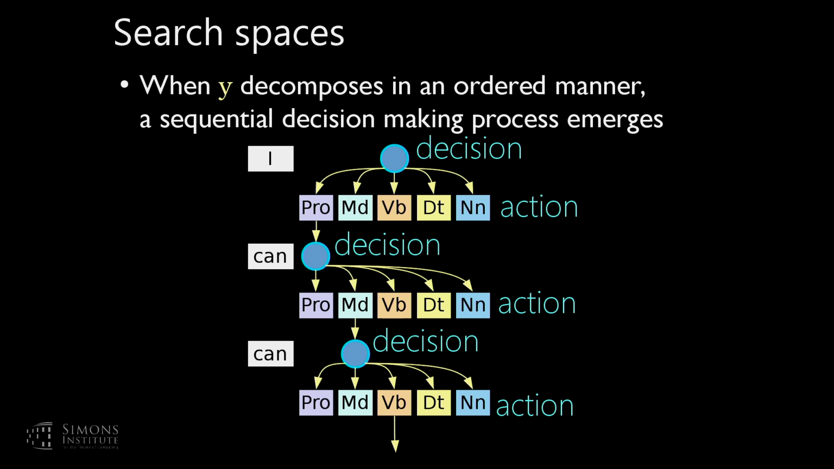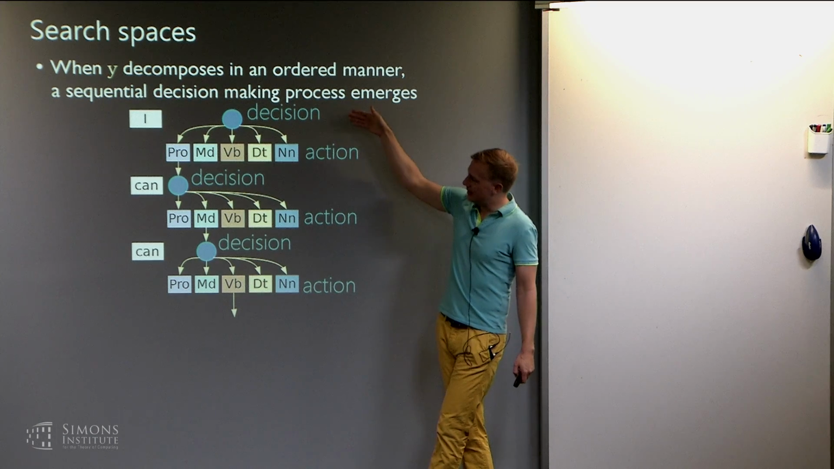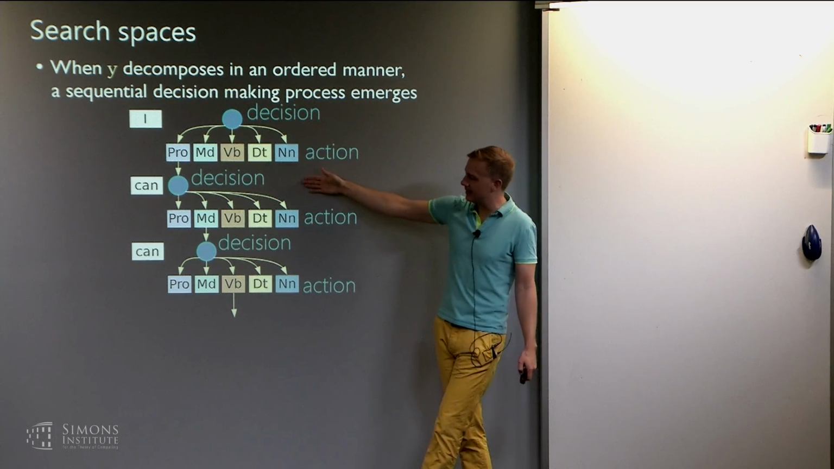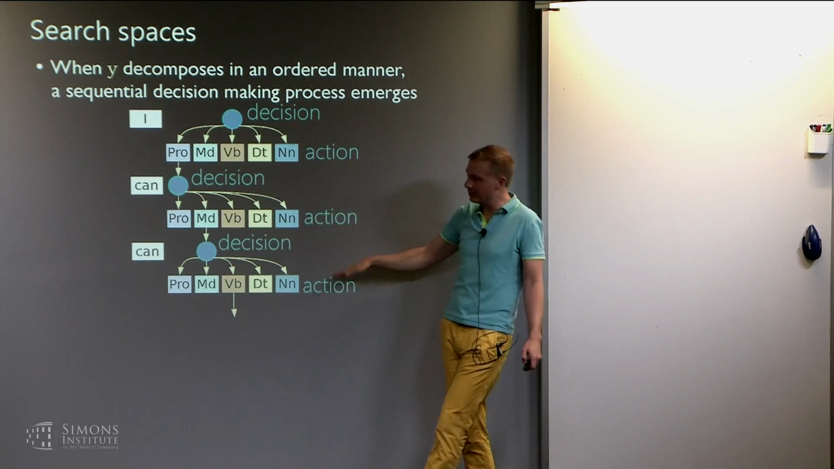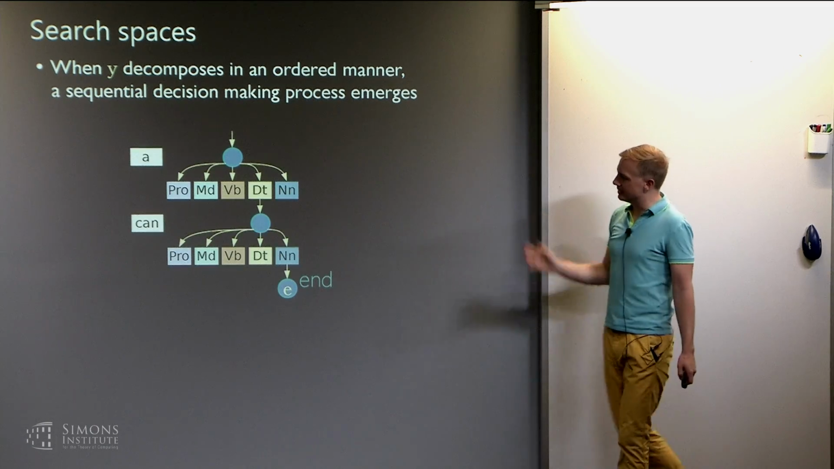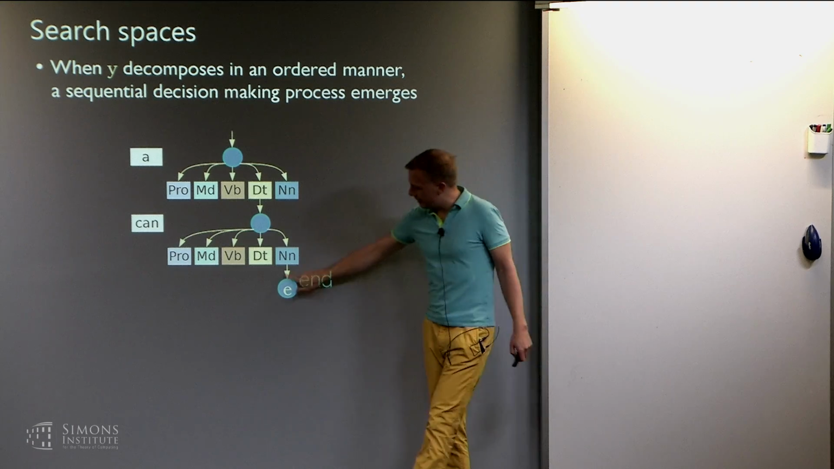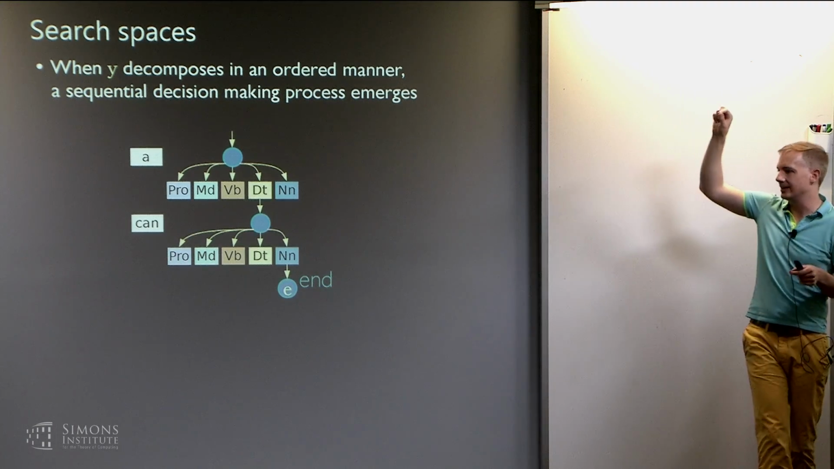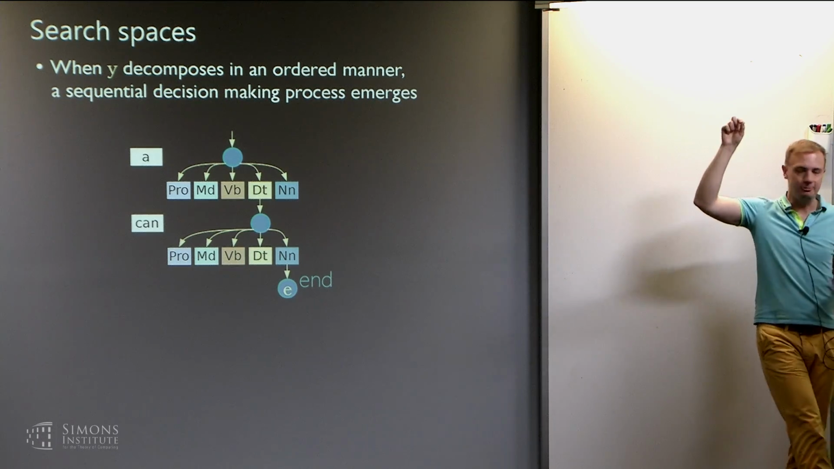The most standard, obvious thing for a sequence labeling task is to go left to right over the input. So I have a decision point, I choose an action like pronoun, then I have "can," then I have another decision point, I choose an action like modal, and then I proceed through the sentence. And then at the end, I get to this final state, and I can look back at my path, and from this path, I can extract my full output.